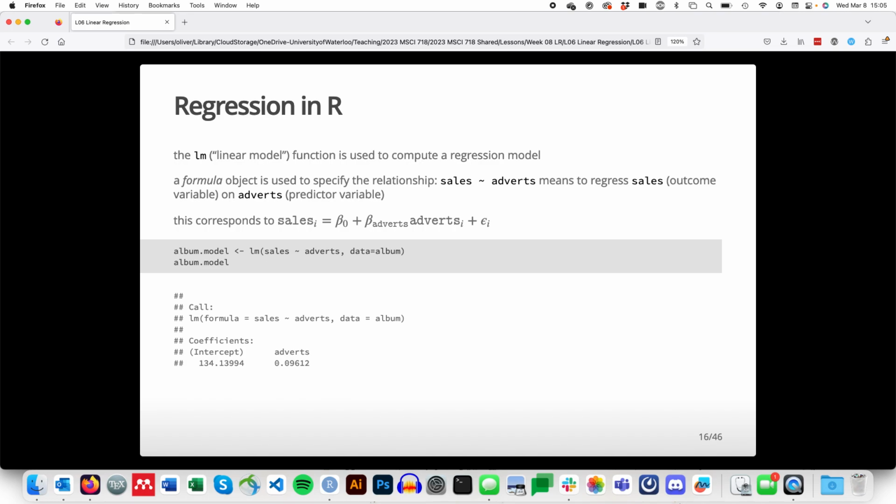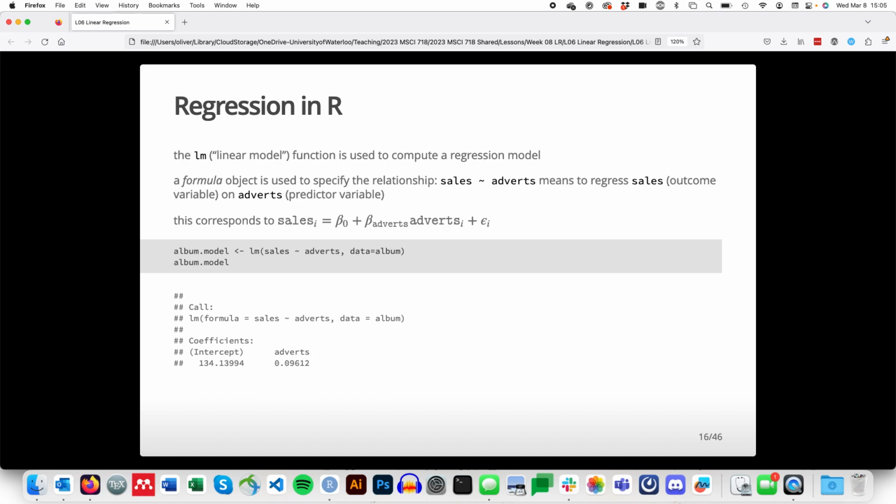Can anyone interpret what the beta 0 means in this? So 134.1399, what is that number? It's the intercept, yeah, but what does that mean in real terms? At zero advertisement, we have this amount of sales. Okay, so that means if we don't spend any money on advertising, we would expect to sell 140 records, right?